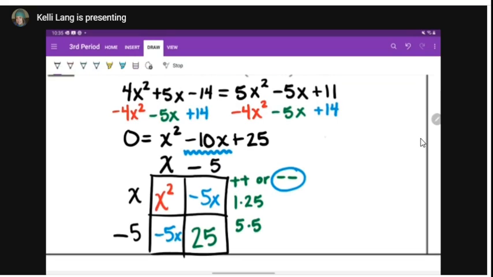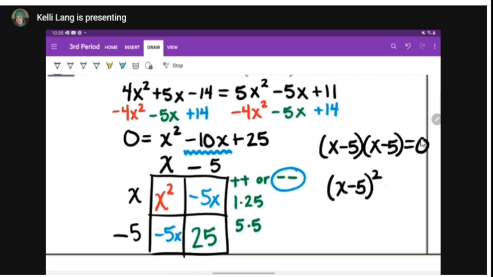So let's rewrite this in factored form: x minus 5 times x minus 5 equals 0. And I do want to point out one thing. You could also technically write this as x minus 5 squared equals 0. That means the same thing because it's just x minus 5 multiplied by itself. But either way, you're going to end up with the root x equals 5. You don't need to write the root twice. You just need to write it once.